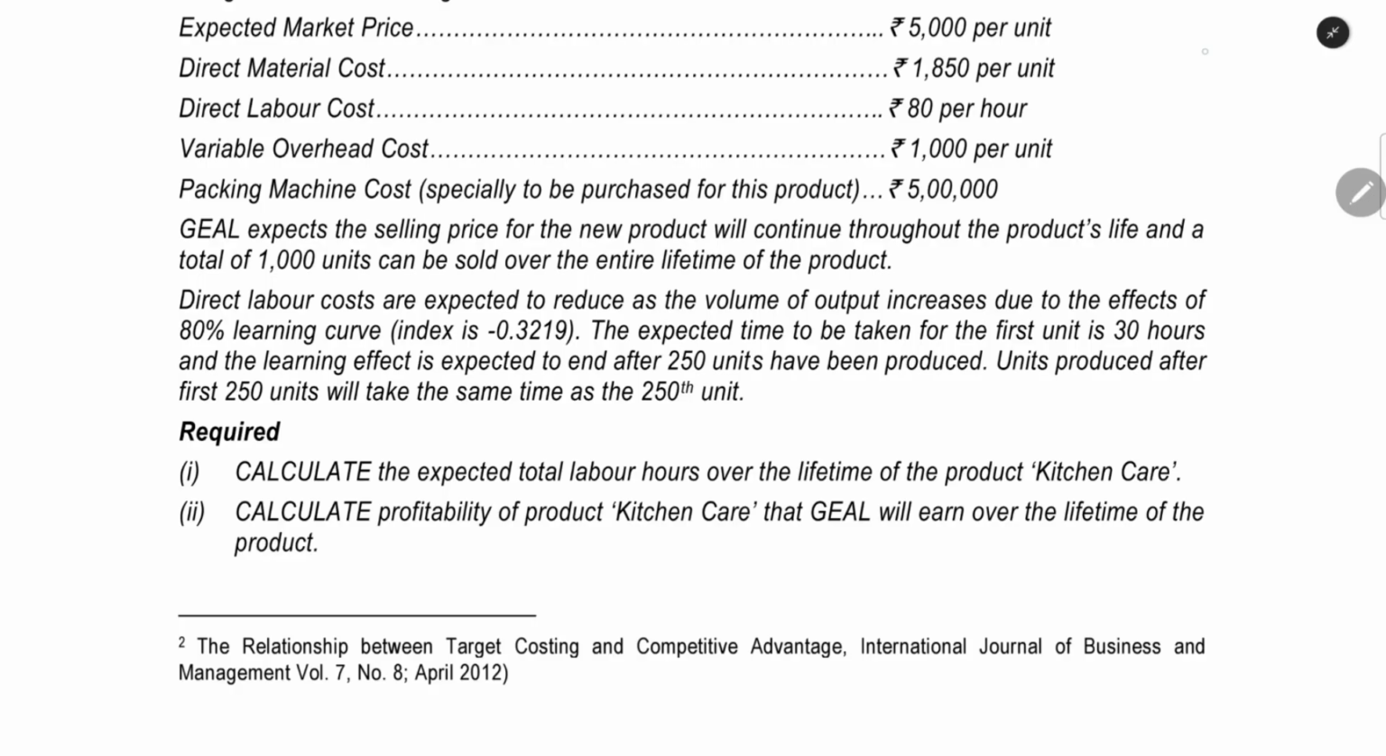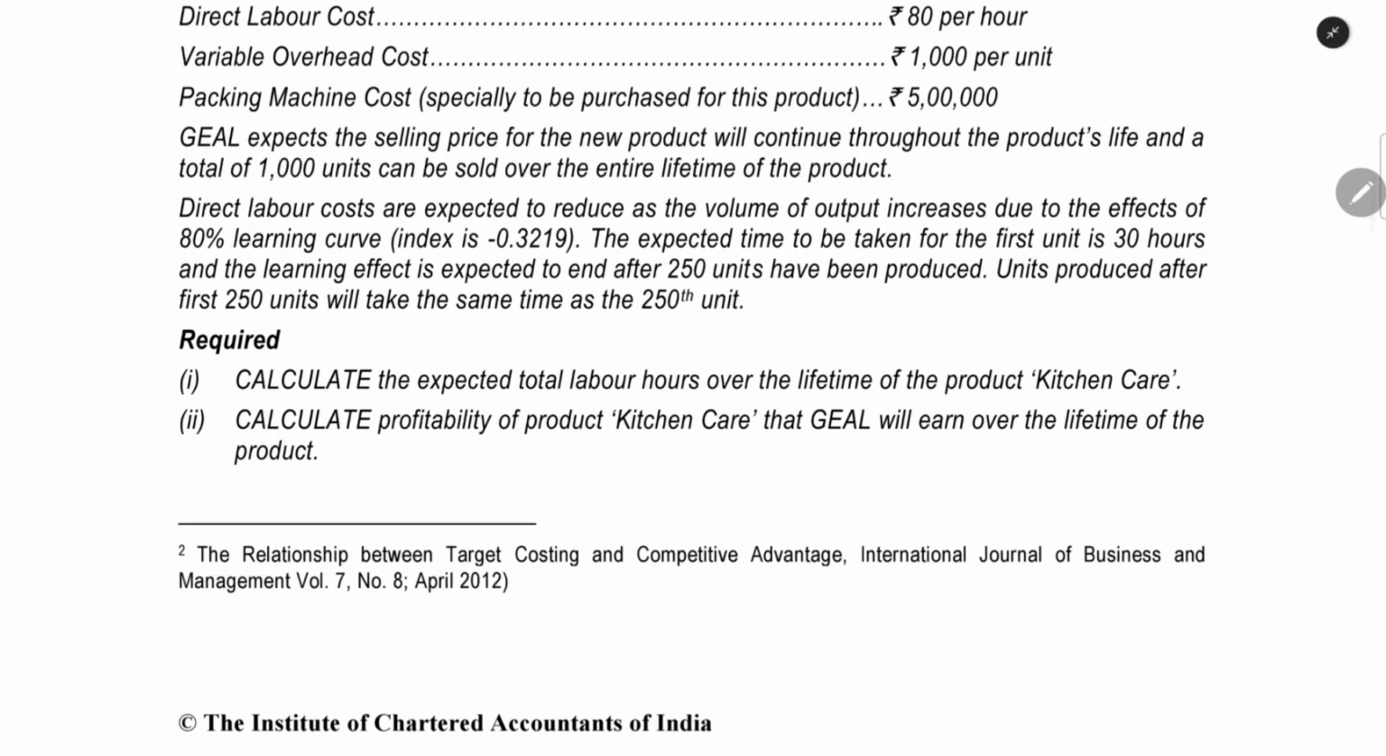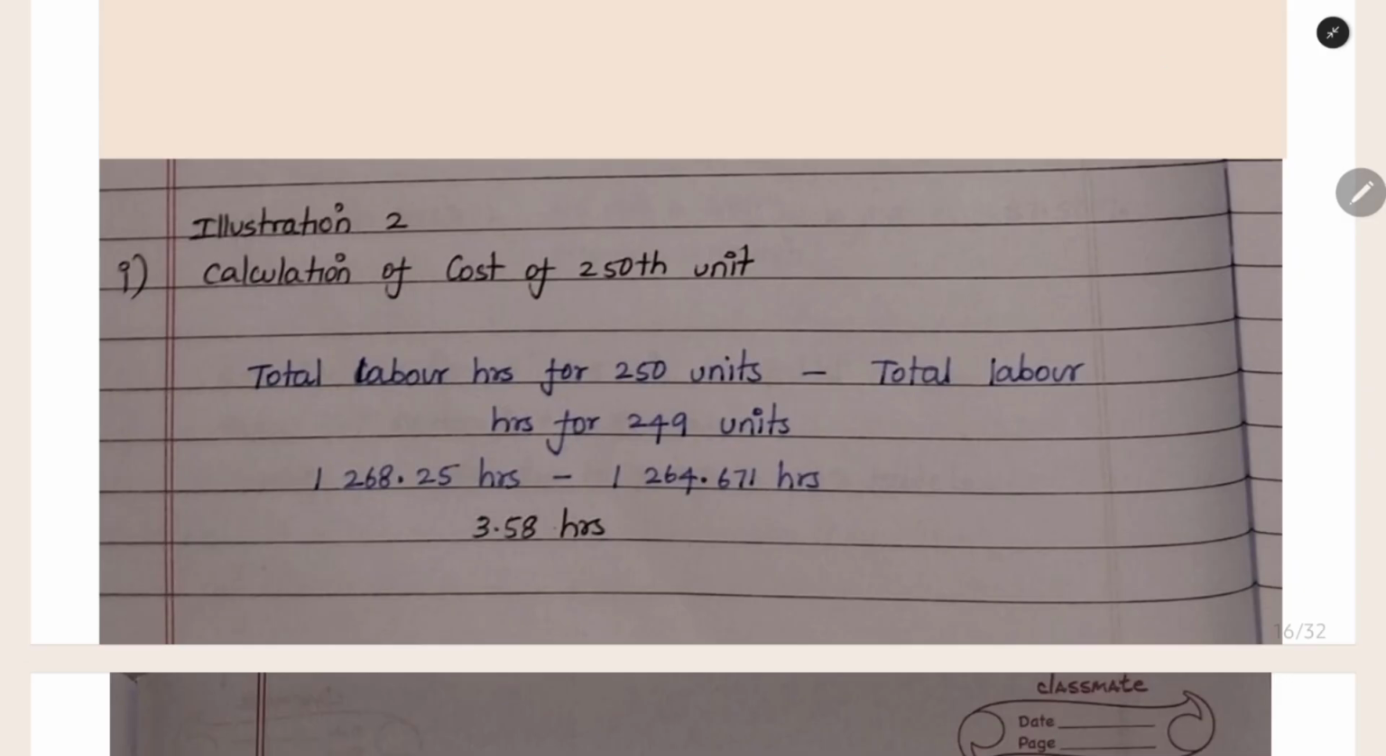Now we can see the solution. What is the requirement here? We have to calculate the expected total labor hours and calculate the profitability that the company will earn over the lifetime of the product. We also have another two requirements in the question, but first we can complete these two things. Now this is the solution. As we saw already, we have to calculate the time taken for the 250th unit. This is our first objective.